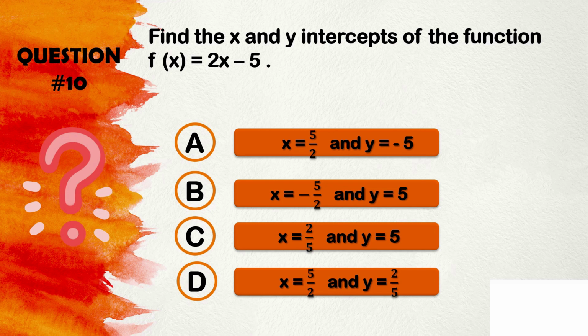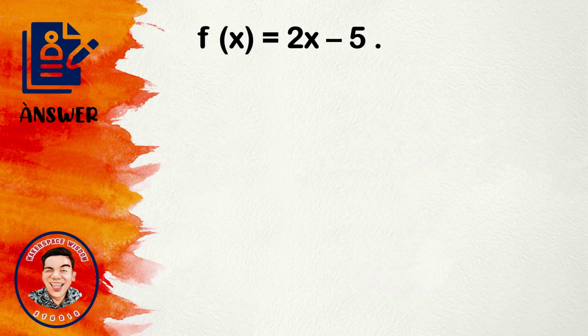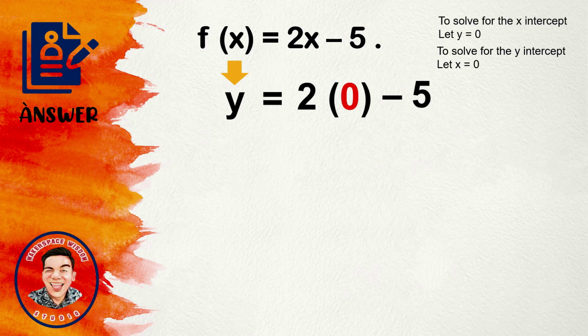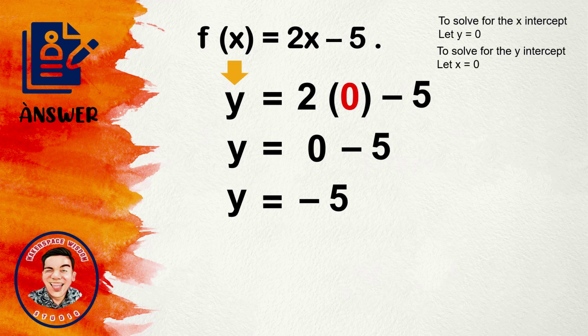Alright, when we solve this one, we have here f of x is equal to 2x minus 5. Take note that f of x is equal to y. And to solve for the value of the x-intercept, we let y equal 0. To solve for the y-intercept, we let x equals 0. So we have here, again, f of x and y, they are just the same. To solve for the y-intercept, we let x equals 0. So this will become y equals 2 times 0 minus 5. Therefore, y is equal to 0 minus 5, that is equal to negative 5. So the y-intercept is negative 5.